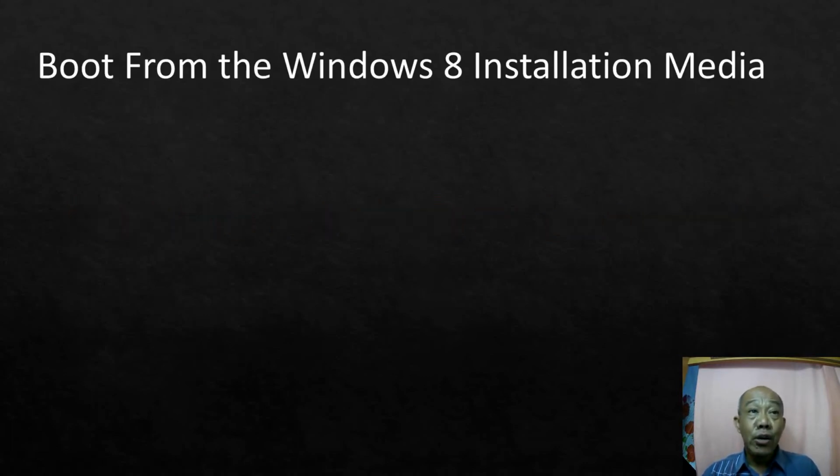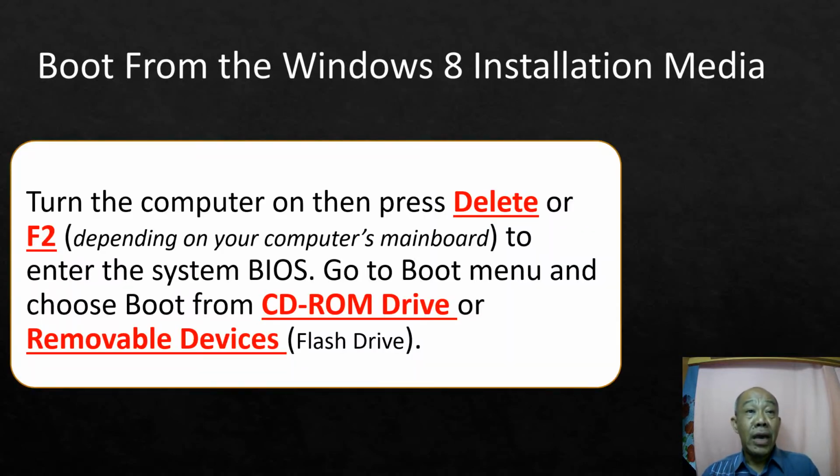Okay, first, you must set your computer to boot from the Windows 8 installation media. In order for you to do that, you must turn on the computer and press delete or F2, depending on the computer's motherboard. Upon pressing delete or F2, you are going to enter the BIOS in order for you to change the boot menu, whether it is a CD-ROM drive, DVD for instance, or removable devices, which is the flash drive.